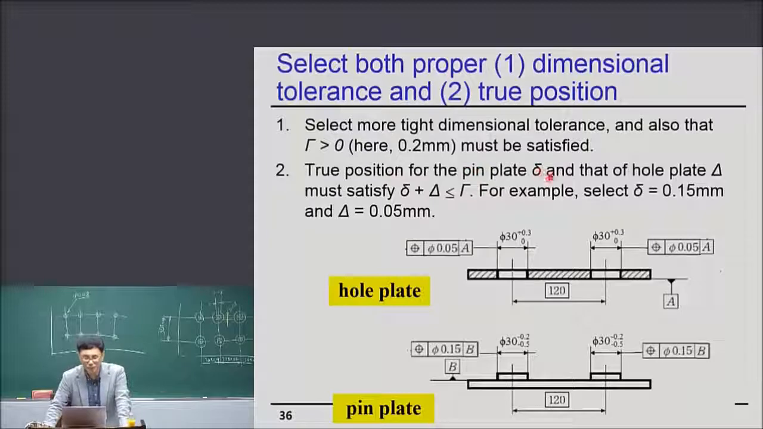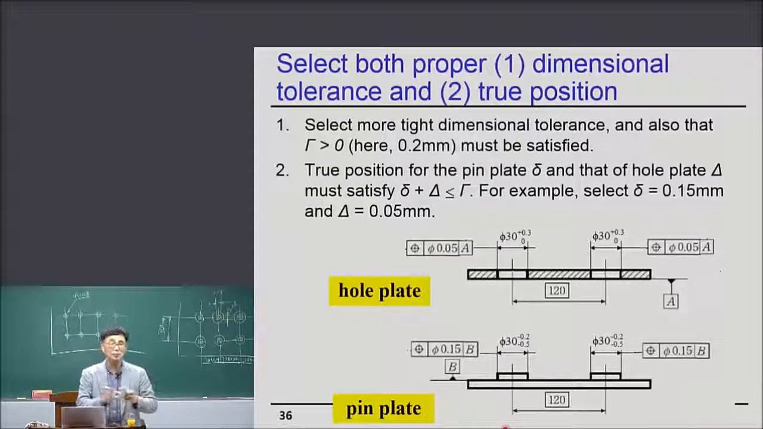The true position for the pin plate, small delta, and that of the hole plate, large delta, must satisfy these relationships. So for example, select small delta 0.15 millimeter and large delta 0.05 millimeter. Then your drawing is using true position like here and here. Then this hole plate and pin plate can secure interchangeability.